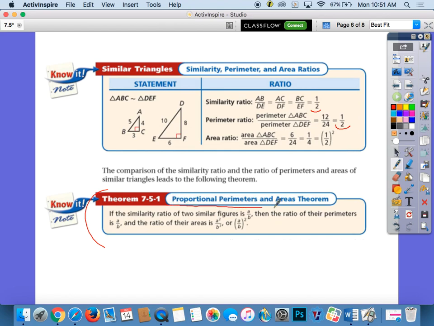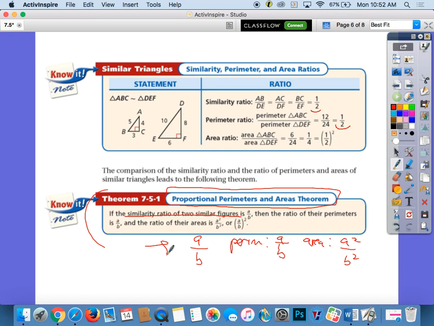I don't really care necessarily that you guys know what this is called, all right? I want you to know what it means. So if the similarity ratio of 2 similar figures is A to B, that means the ratio of the perimeters is going to be A to B, and the ratio of the areas is going to be A squared to B squared, okay? Or if you want to think about it like (A over B) squared. So the similarity ratio is the same for perimeters, it's squared for area.